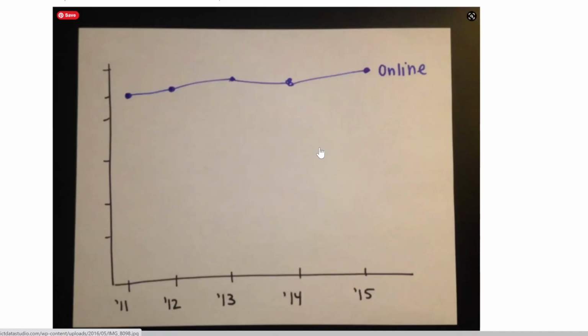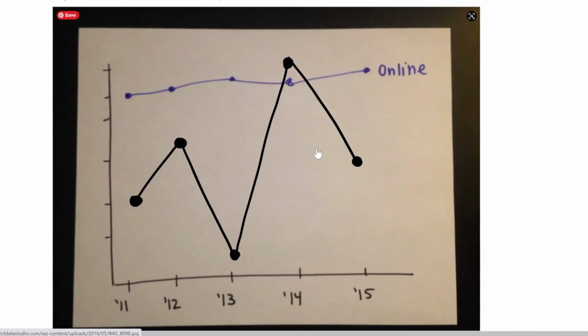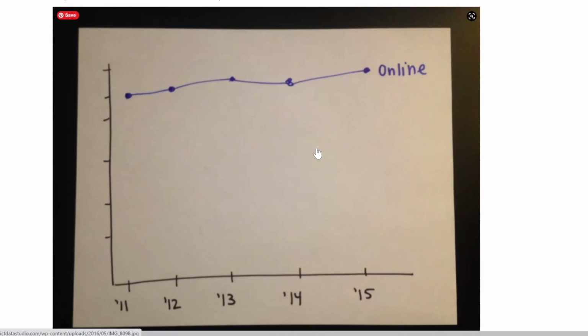Like you could just focus on how many tickets are sold online each year. Is that number going up? Is it going down? Is it staying flat? Is it zigzag where the pattern really changes year to year? So there's so many options.